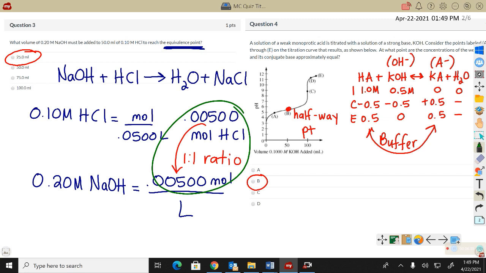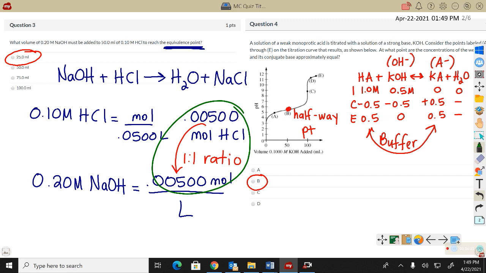The two most important points on the titration curve are the equivalence point and the halfway point. And so I just made up some numbers to show what happens at the halfway point. So this titration is starting off with an acid.